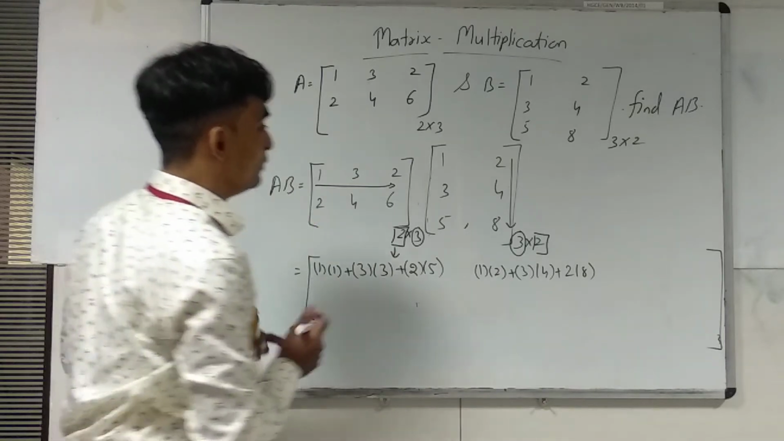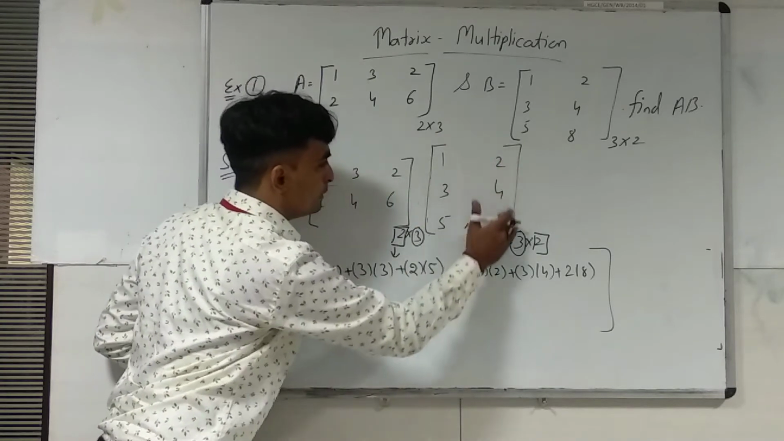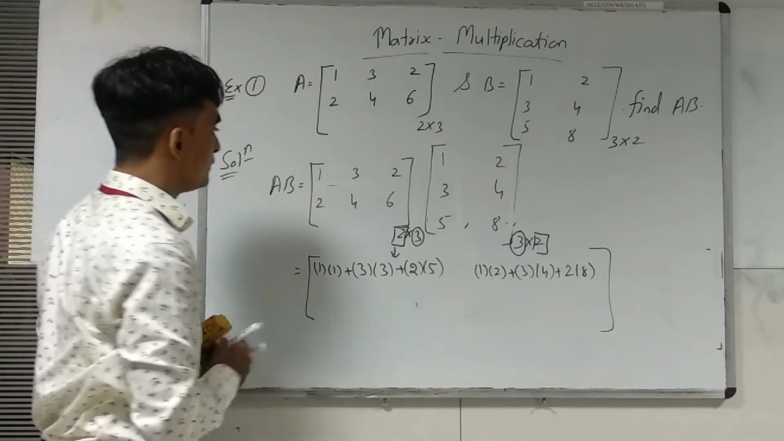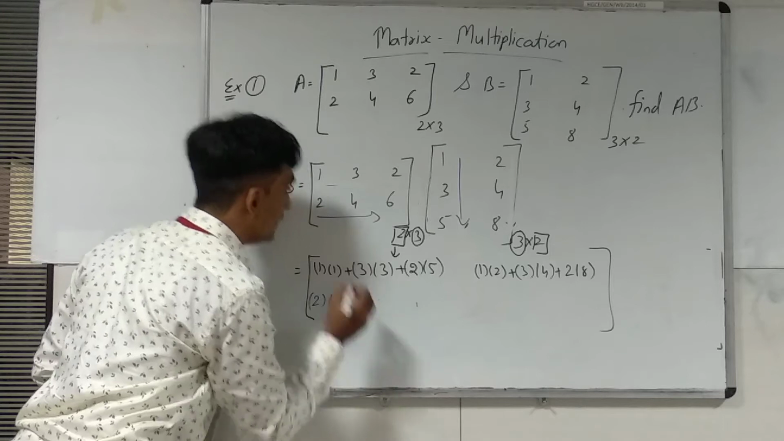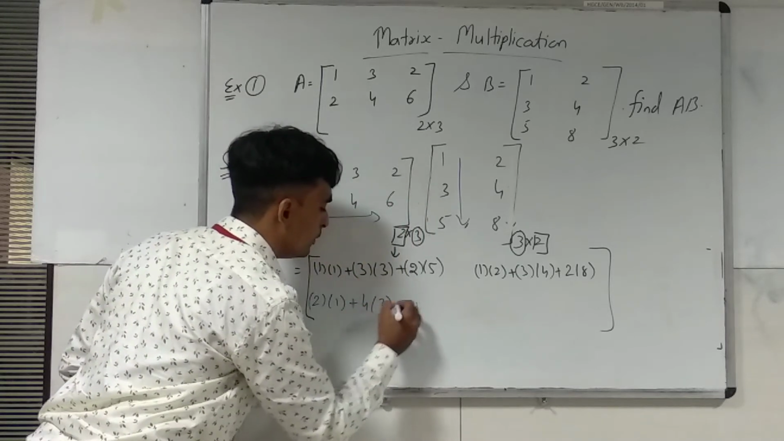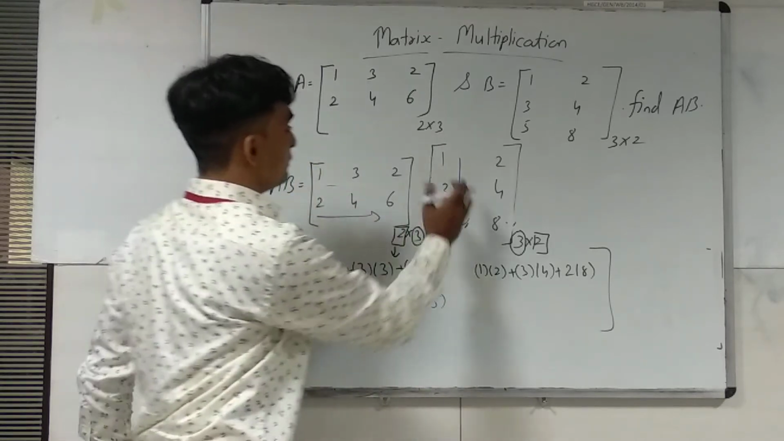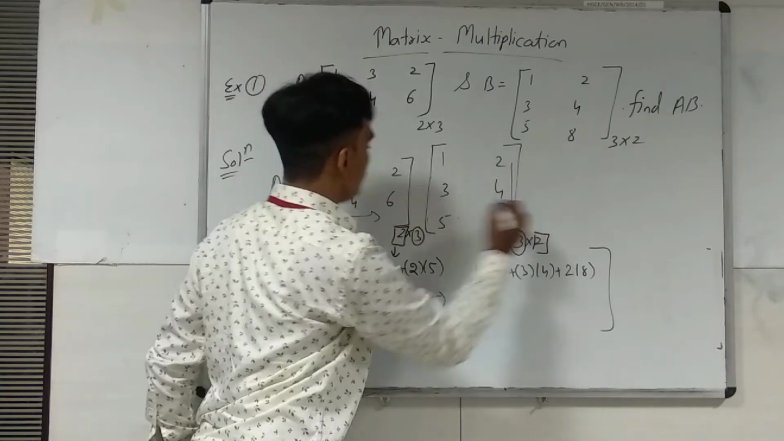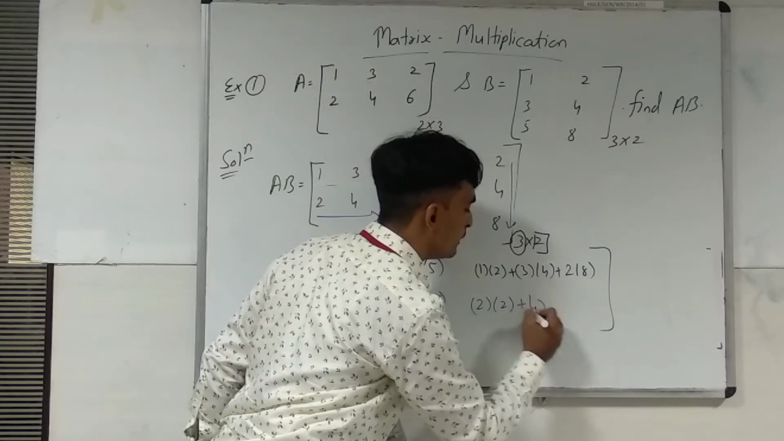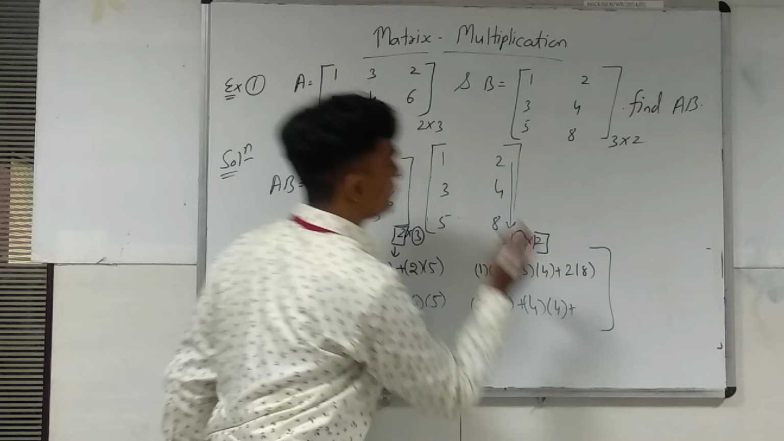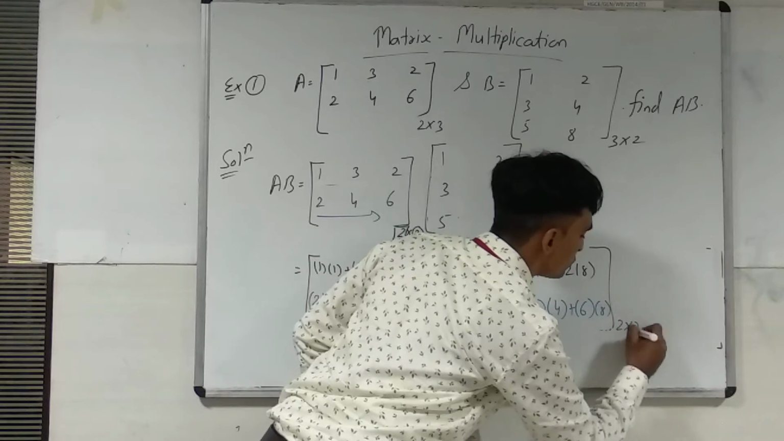Same way, okay, this one. So now second row, first column: 2 into 1, plus 4 into 3, plus 6 into 5. For second row, second column, it is 2 into 2, plus 4 into 4, plus 6 into 8. So this way you can get it. So this is of order 2 cross 2.